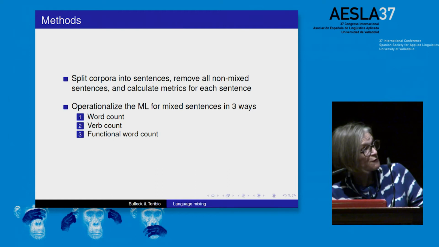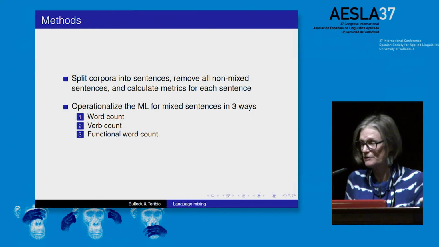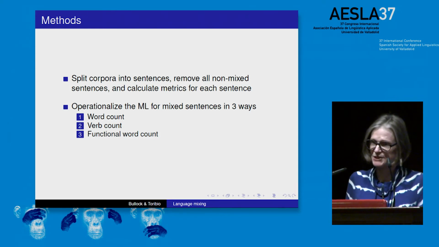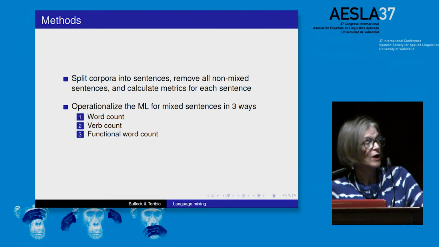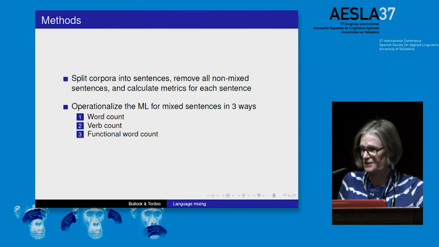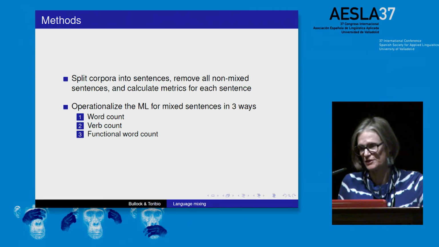So we operationalize the matrix language in three ways. One is, what's the number of words in one language versus the other? This is what Lila Adamu did for her analysis of the Pangloss collection. Then, how many verbs are in one language relative to the other in a sentence, and how many functional words are in one language relative to the other.